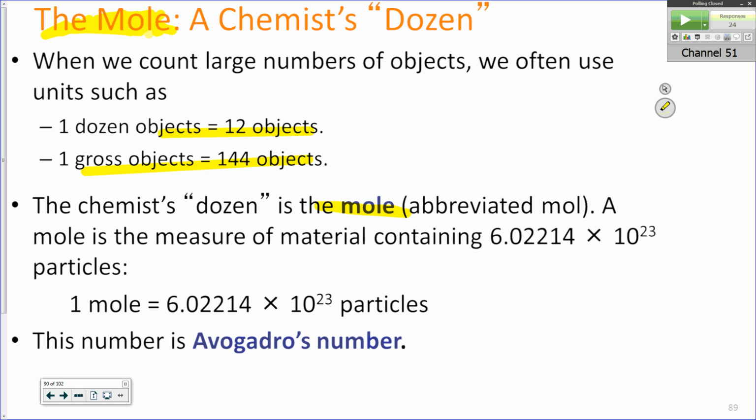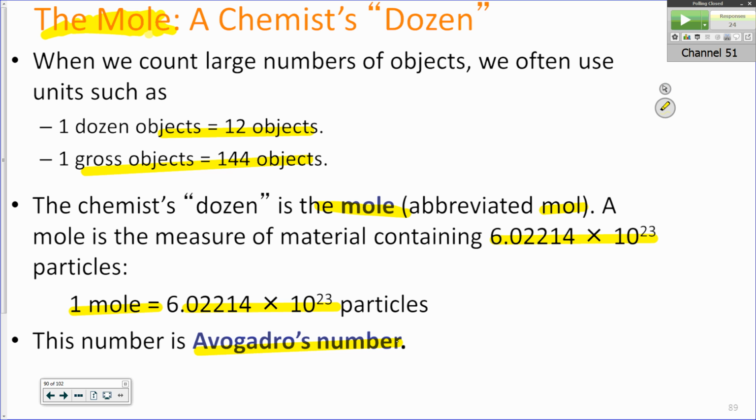A mole is abbreviated mol. You drop the E off of it. Not much of an abbreviation, in my opinion. But what it is, is an exact ratio of the number of particles, atoms, or molecules. So it can be atoms, ions, or molecules per mole. And that number has a particular name. We call it Avogadro's number.